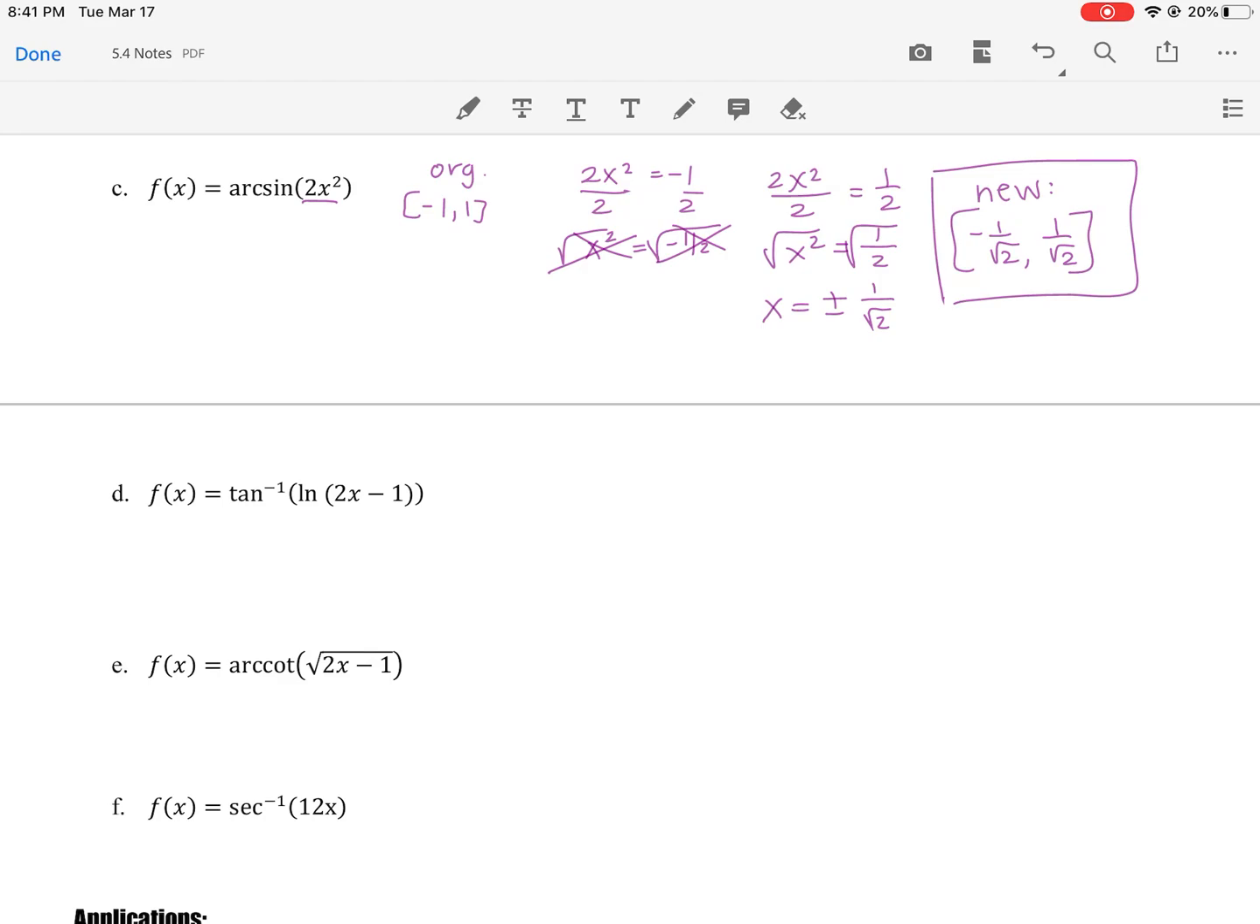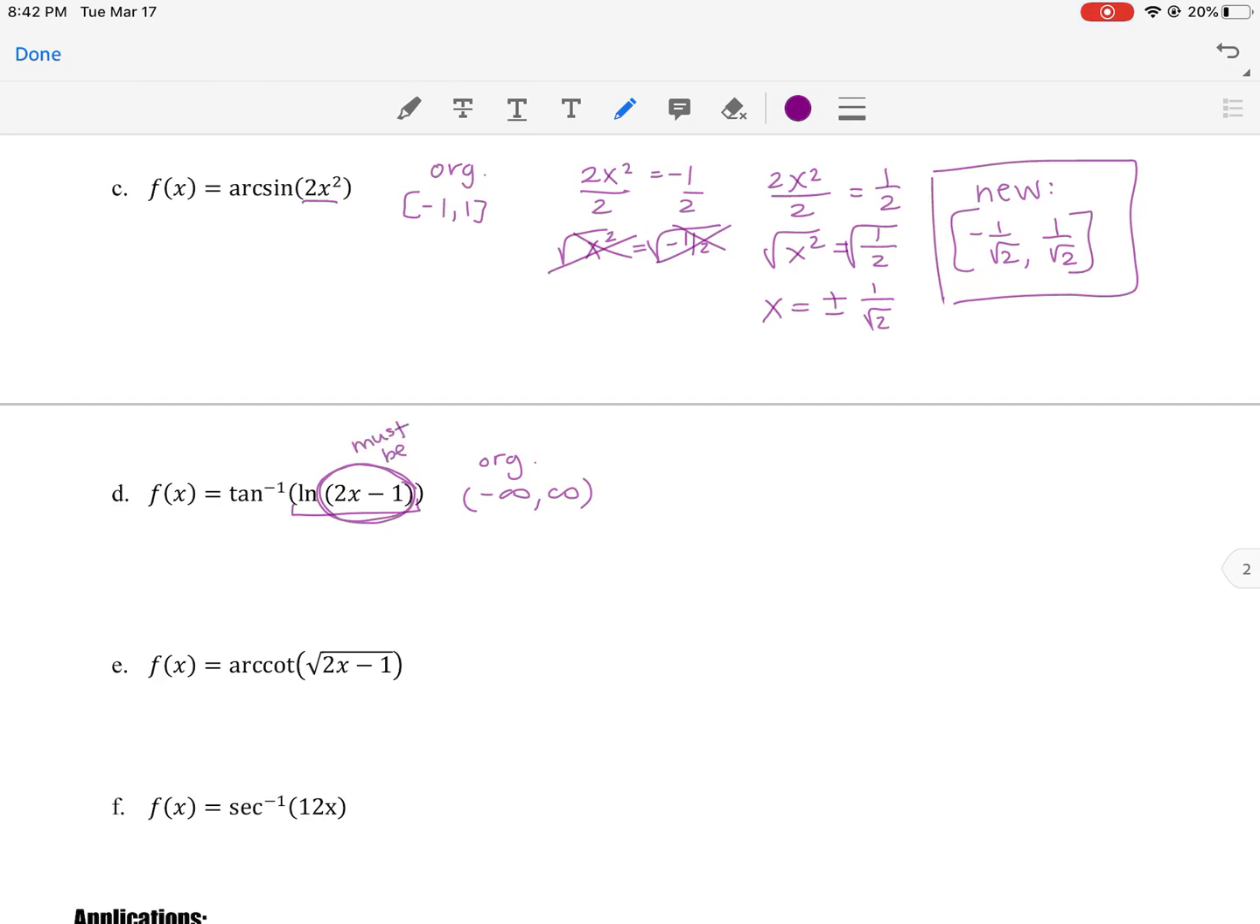As we look at tangent, recall your original is all real numbers. Sorry, inverse tangent. The domain is all real numbers. The issue we're going to run into here is natural log. And if you guys remember from 1050, we can only plug in positive things. So the whole idea here is that this must be positive. So it's not actually the original one that's giving us restrictions, it's what they inputted there.